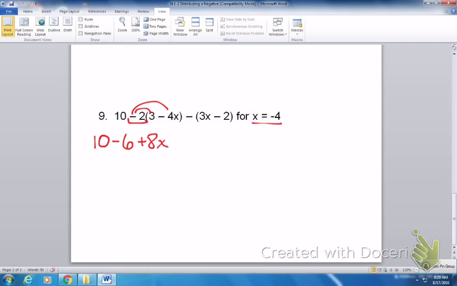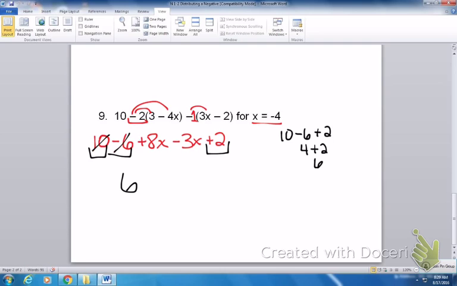Then I have the minus 1 times 3x minus 2. Negative 1 times 3x is minus 3x. Negative 1 times negative 2 is plus 2. So we did our distribution. Let's combine like terms. I've got 10 minus 6 plus 2, it looks like. I'm going to write that over here just in case. 10 minus 6 plus 2. Well, 10 minus 6 is 4. 4 plus 2 is 6. So I used all my numbers.